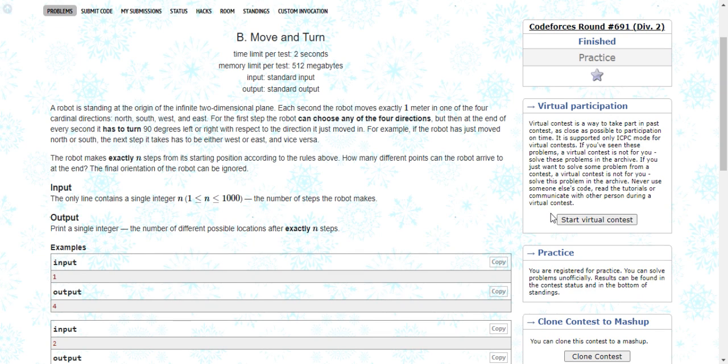The robot makes exactly n steps from its starting position according to the rules above. How many different points can the robot arrive at in the end? The final orientation of the robot can be ignored. Input: the only line contains a single integer n, the number of steps the robot makes. Print a single integer as output, the number of different possible locations after exactly n steps.